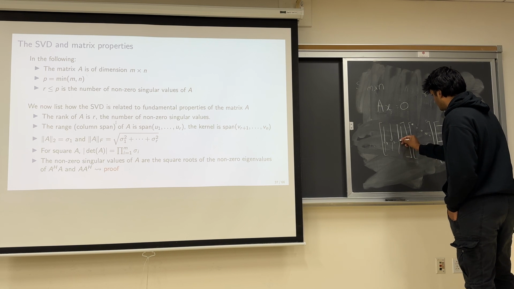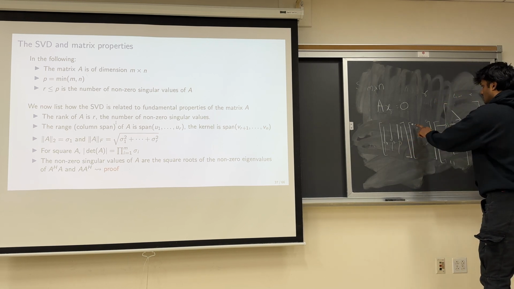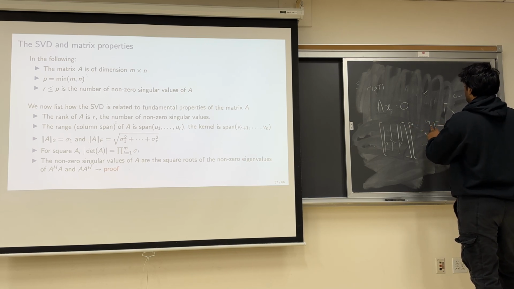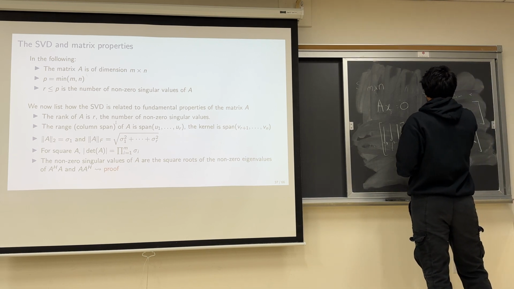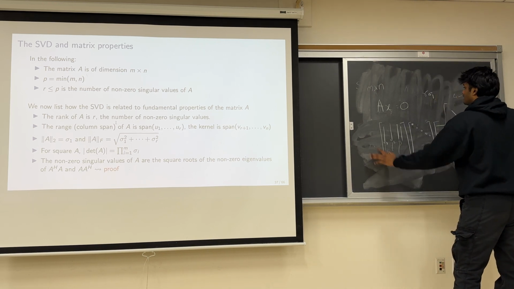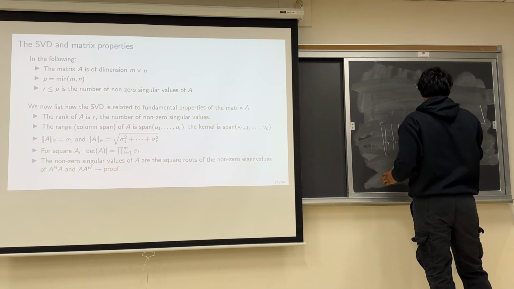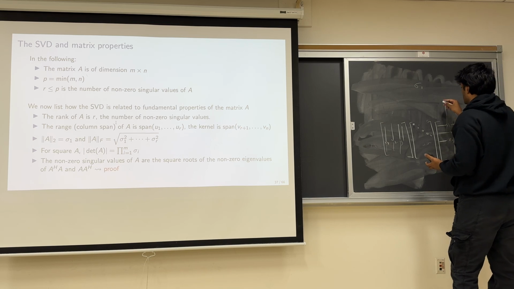U1, U2, U3, all these columns. Sigma 1 times the, so this becomes my first row, first column. Let me multiply the first row, first column. This becomes sigma 1 times this, sigma 1 times the first element here, sigma 1 times the first element here, and the rest is all 0.